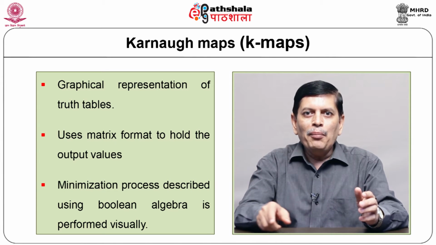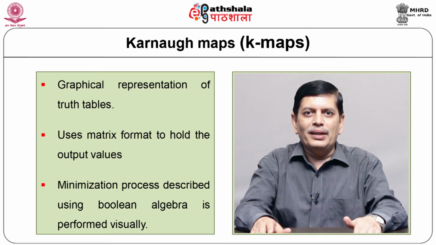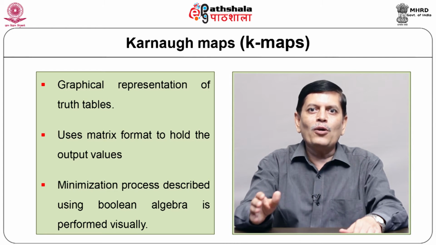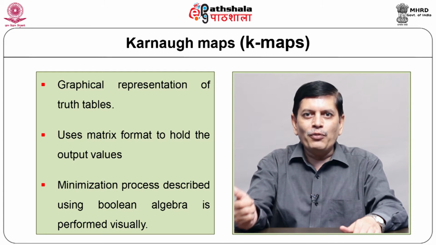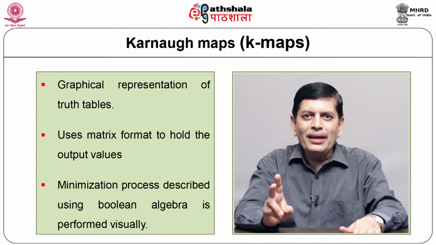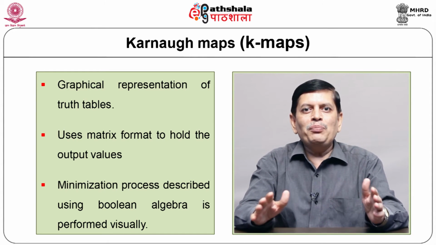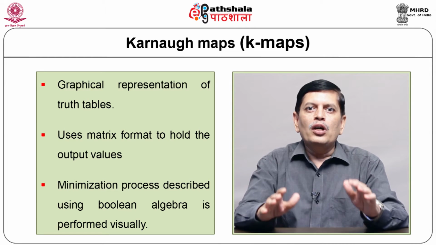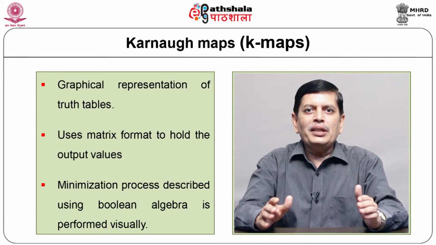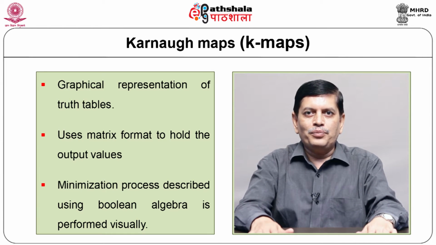Once we mark pairs, quads and octets, we can definitely eliminate the variable. Say for example, in case of pair we can eliminate one variable, in case of quad we can eliminate 2 variables, and in case of octet we can eliminate 3 variables. So, this is a very simple technique of simplifying Boolean expression visually. Let us learn more about it in the following session.